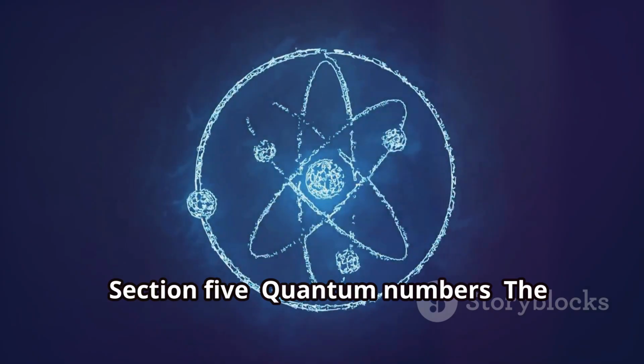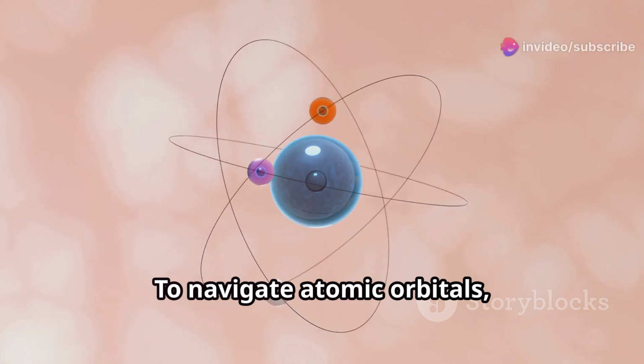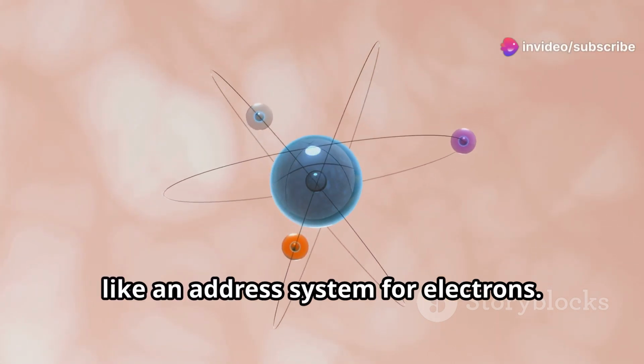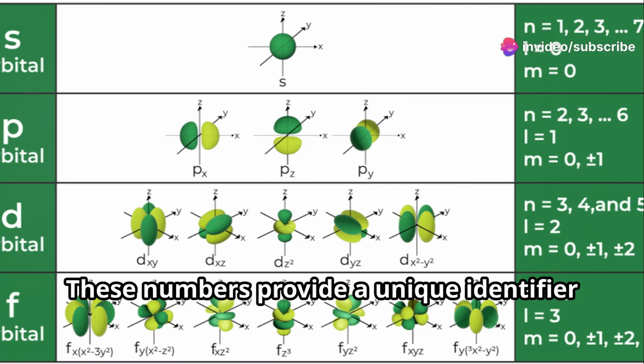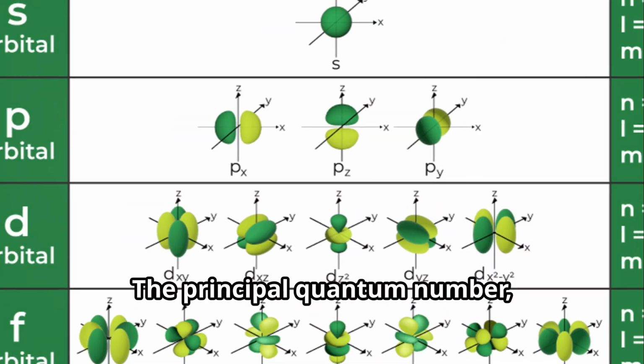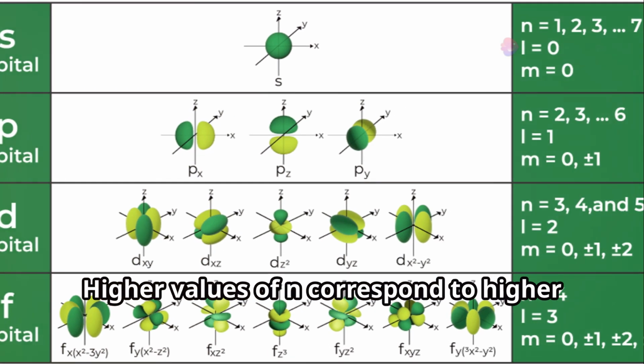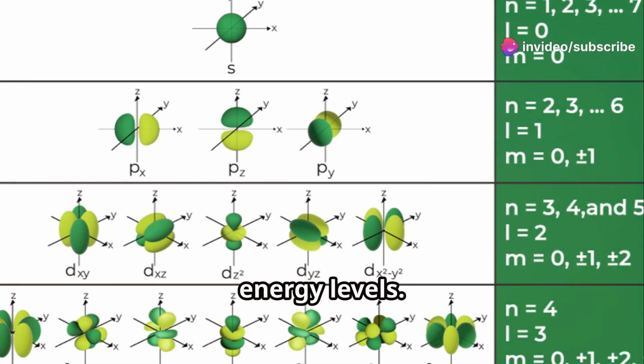Section 5. Quantum numbers. The address system of electrons. To navigate atomic orbitals, we use four quantum numbers like an address system for electrons. These numbers provide a unique identifier for each electron within an atom. The principal quantum number, n, determines the energy level of an electron. Higher values of n correspond to higher energy levels.